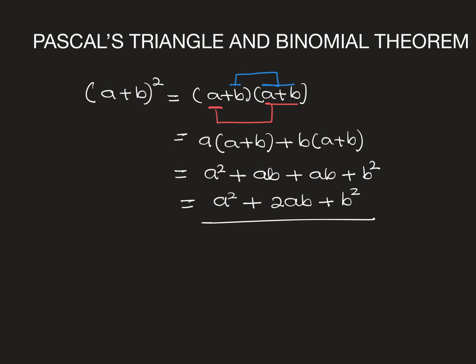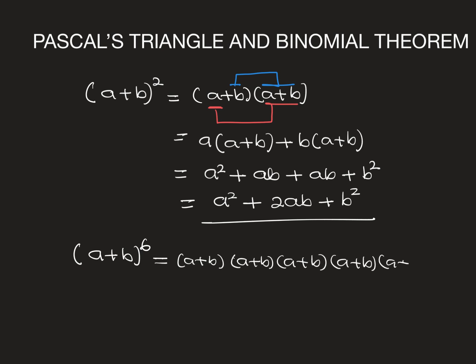But in circumstances where you have, let's say, A plus B to the power 6, which means you're going to have A plus B multiplied by A plus B multiplied by A plus B multiplied by A plus B multiplied by A plus B multiplied by A plus B. So that is what power 6 means: A plus B multiplied by itself 6 times. 1, 2, 3, 4, 5, 6. So this work will be very painful because it is going to be a frustrating experience for you.